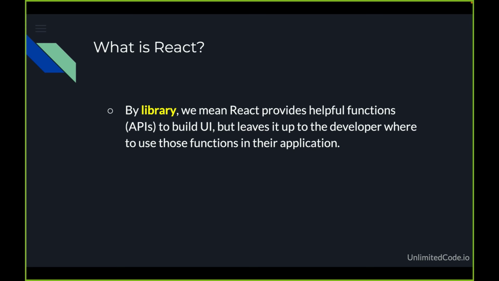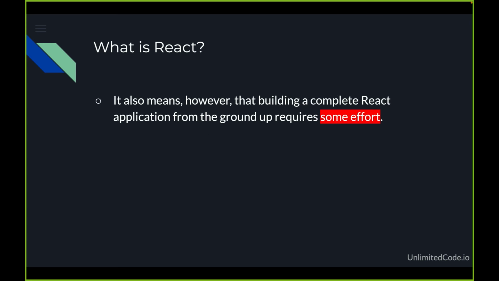So again, what does it offer? You can see by library we mean that React provides helpful functions or API to build your UI, but it leaves it up to the developer where to use those functions in the application. Again, it gives you the freedom to operate however you want as you are developing your web application, right? It also means, however, that building a complete React application from the ground up requires some effort. Because it is unopinionated, all those basic building blocks that we've looked at have not been built into the framework, so you now have to put in effort to gather all that: routing, fetching data, integrations with CDN and all that. You have to put in more effort to put all those together to have a functional React application.